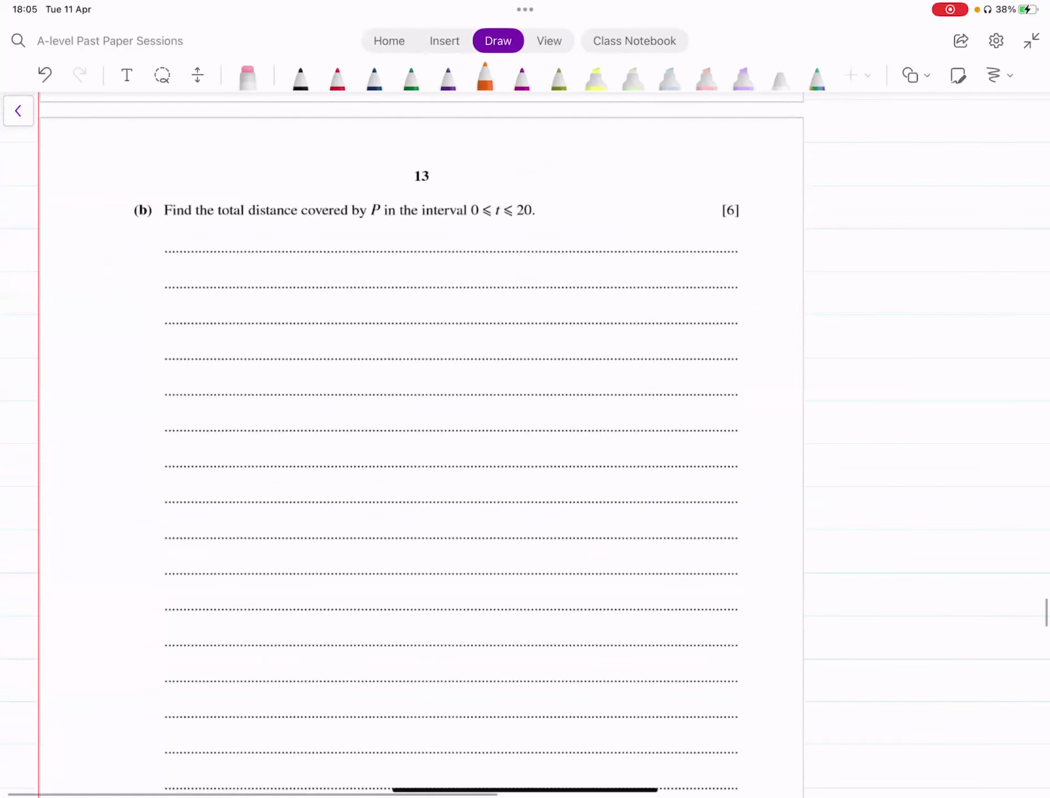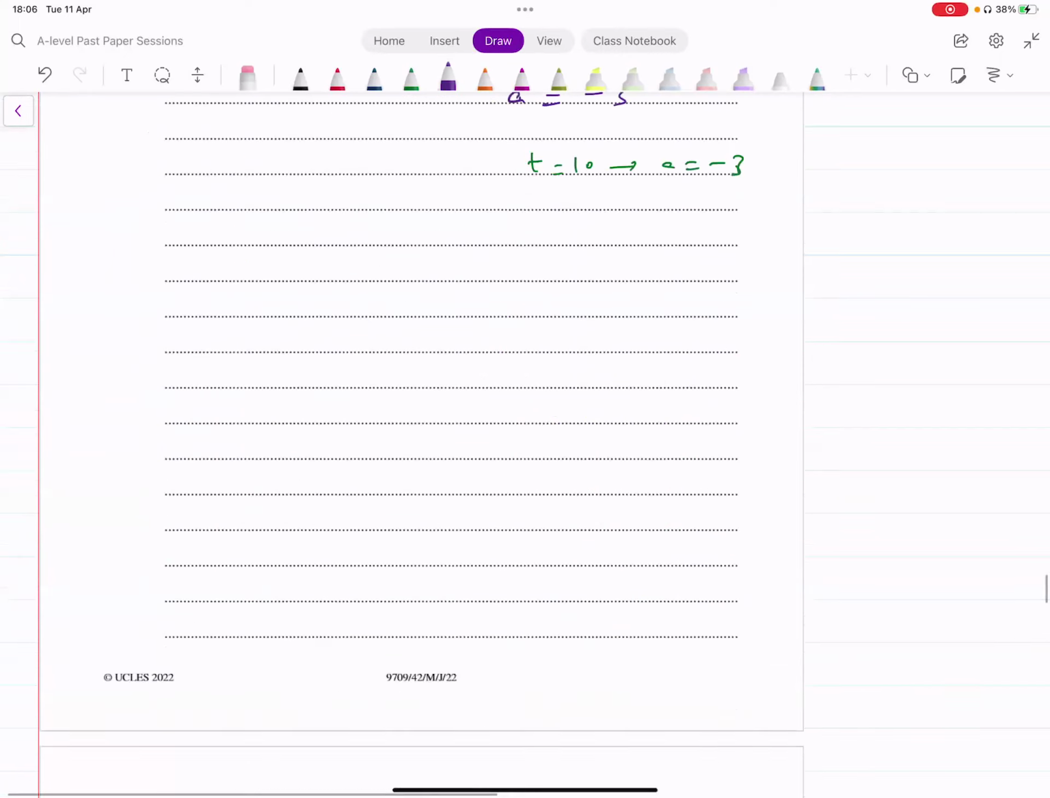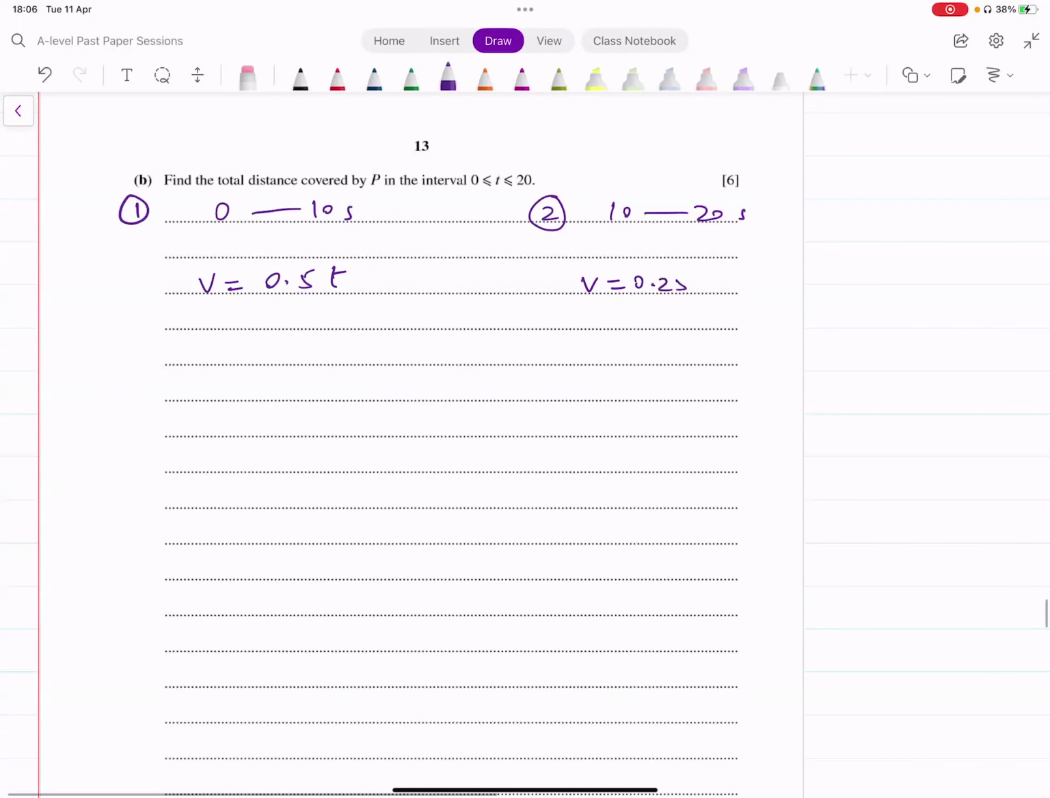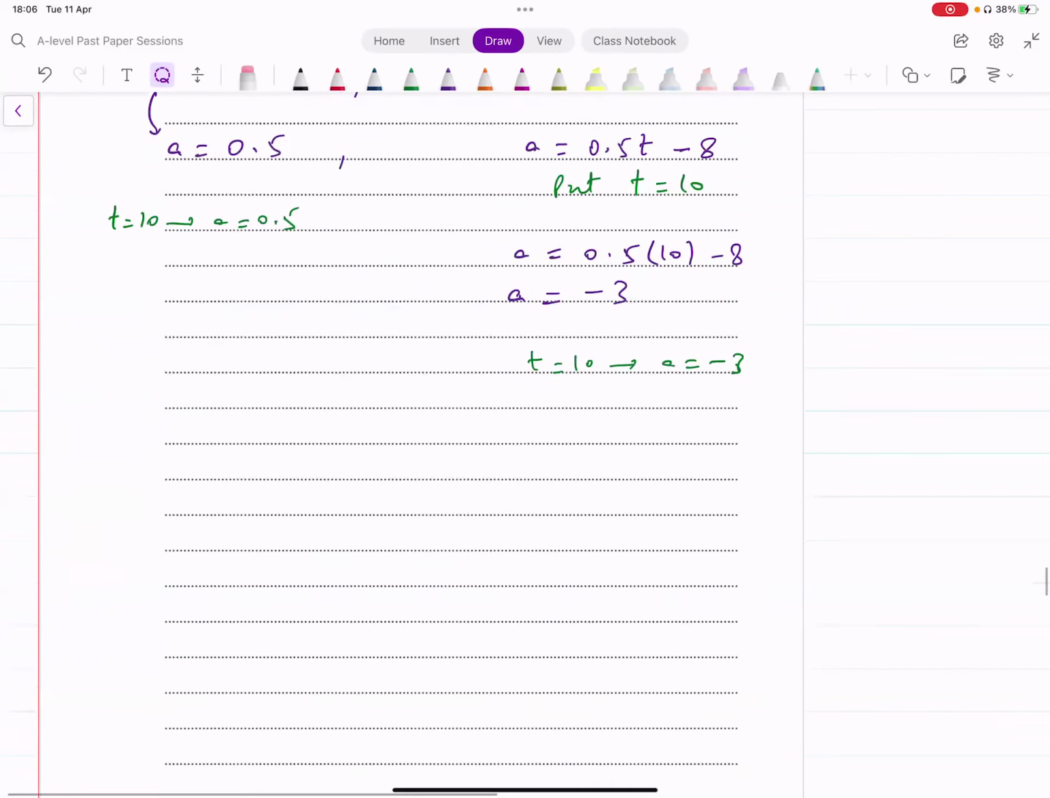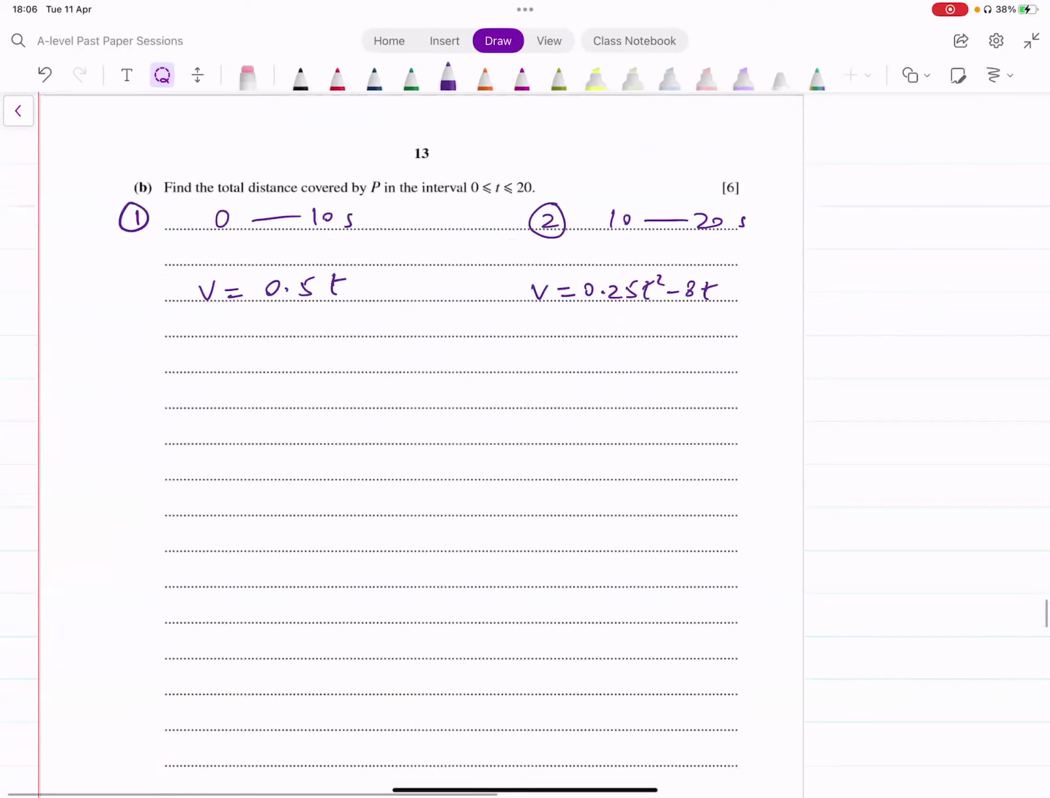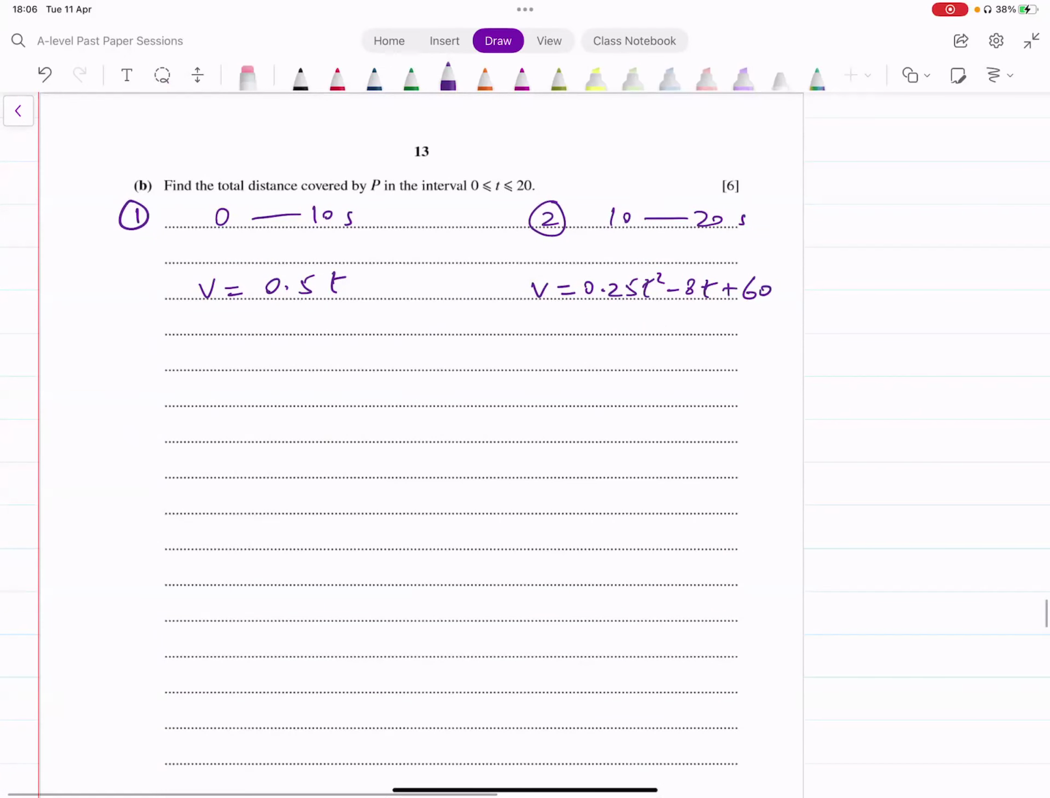Let me write those two equations down here. Part 1, which is time 0 to 10 seconds, and part 2, which is time 10 to 20 seconds. We have these two equations for velocity. 0.5 t is the first one, and the second one is 0.25 t square minus 8t plus 60. ये आपके पास दूसरी इक्वेशन है.